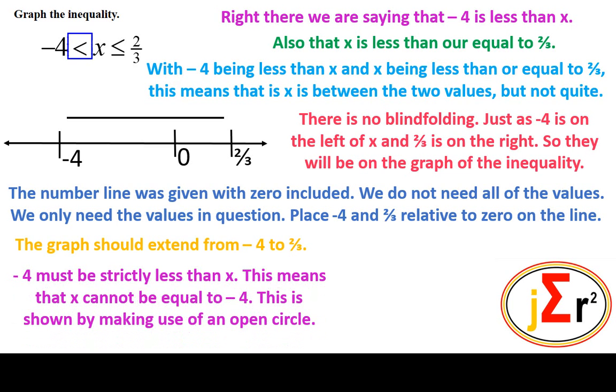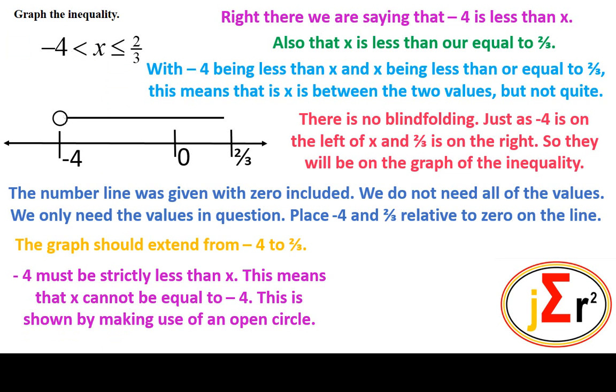So we have negative 4 is less than x, and we are taking a look at the less than sign. That is our focus at the moment. Negative 4 must be strictly less than x. This means that x cannot be equal to negative 4, strictly less than. This is shown by making use of an open circle. So when the value of x cannot be equal to the value concerned, when we are representing that on the graph, we represent that by making use of an open circle, as we have it right there.